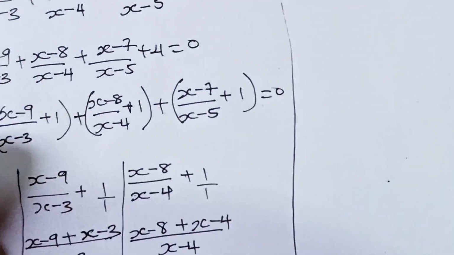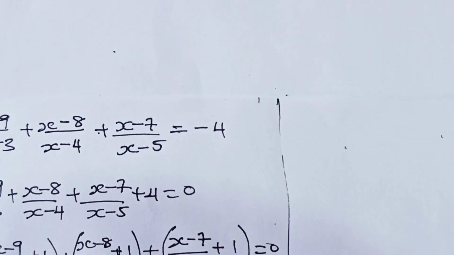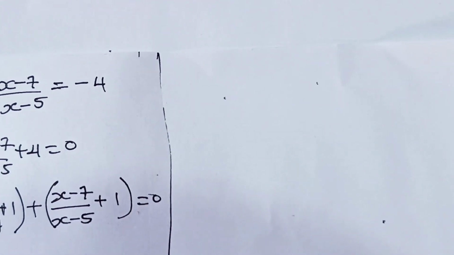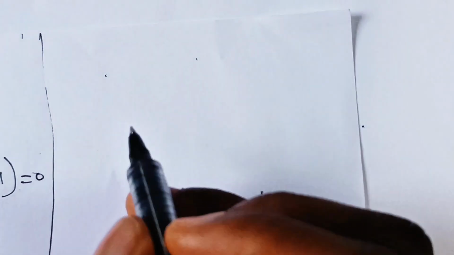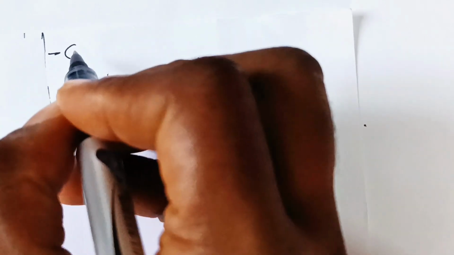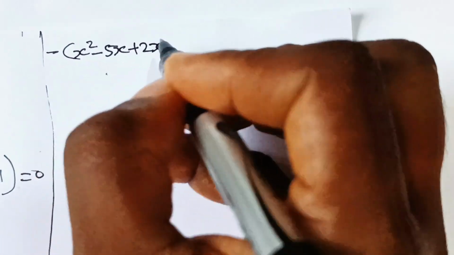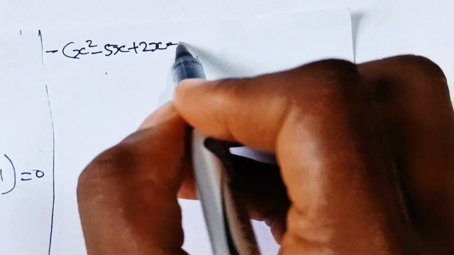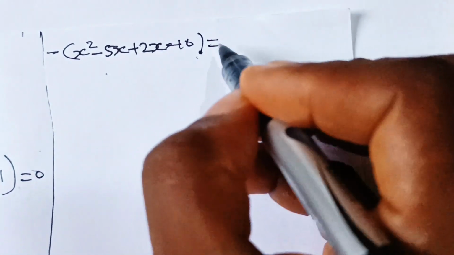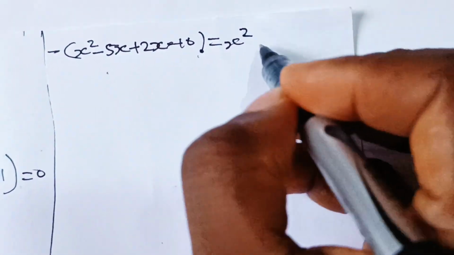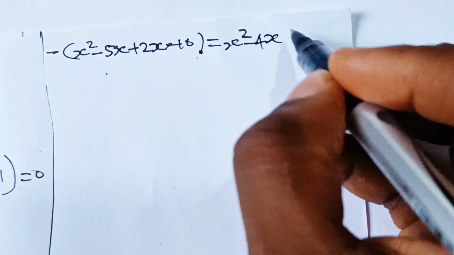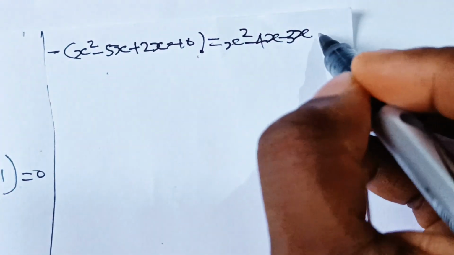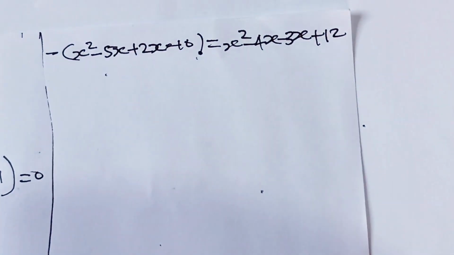All right, so I'm going to write what we have here. That is the present level that we are at. Now this is where we are: minus bracket x squared minus 5x plus 2x and minus 10 is equal to x squared minus 4x minus 3x plus 12. So this is what we have now.